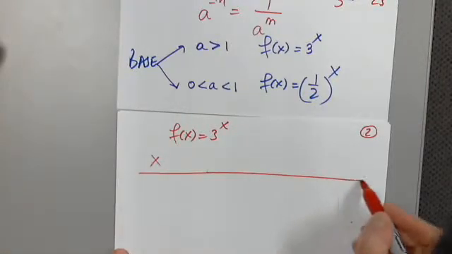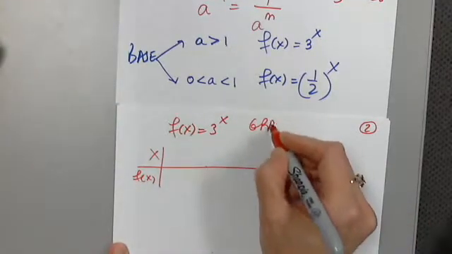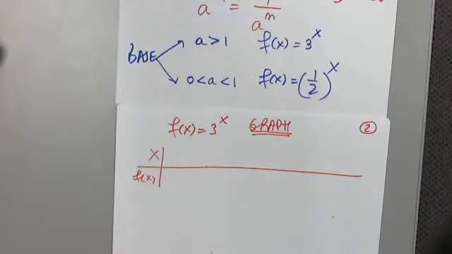So, 3 to the x. We are asked to graph it. We have to take a look at it and understand its properties. So, graph this function. Okay. When we're asked to graph a function, what do we start with? Always, forever. Every time we graph a function, we start with the domain. Right? Yeah. Good.